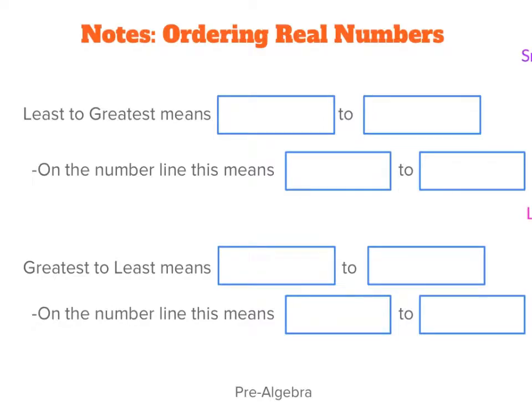Welcome back. Today we're going to be talking about ordering real numbers. So let's start with some definitions. Least to greatest, that means smallest to largest. And on a number line, that means we're going to be going from left to right.